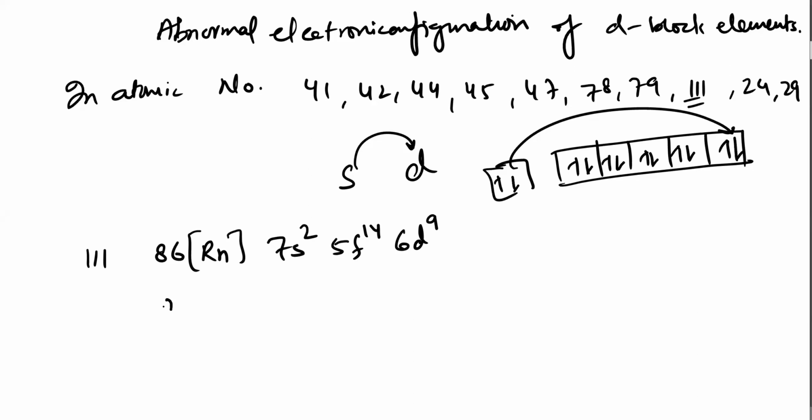So what would happen? 86 Rn, this will be 7s1 and then 5f14 and then 6d10. 6d10 will be there. Okay, got it? Yes. Note it down.